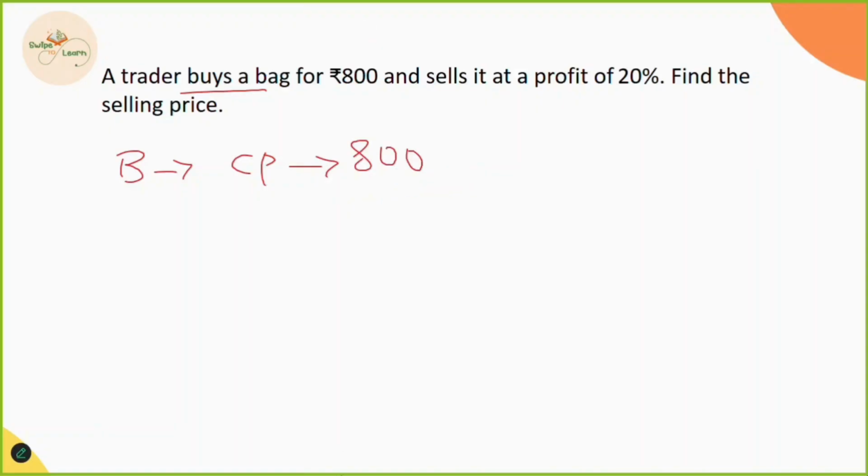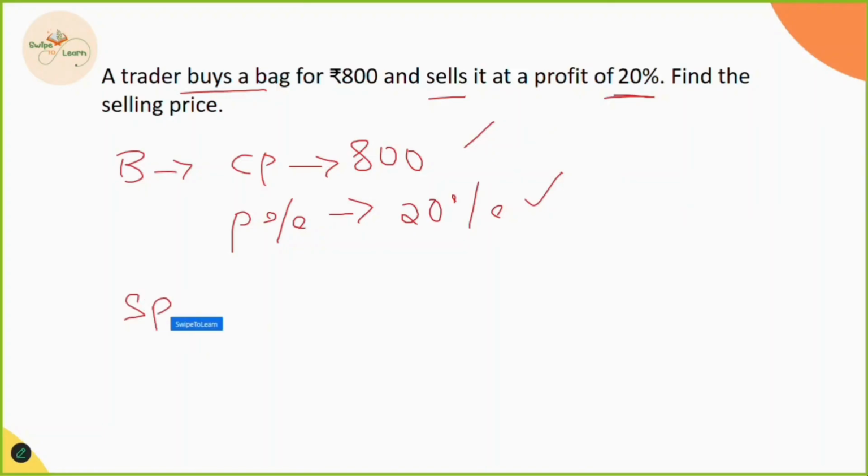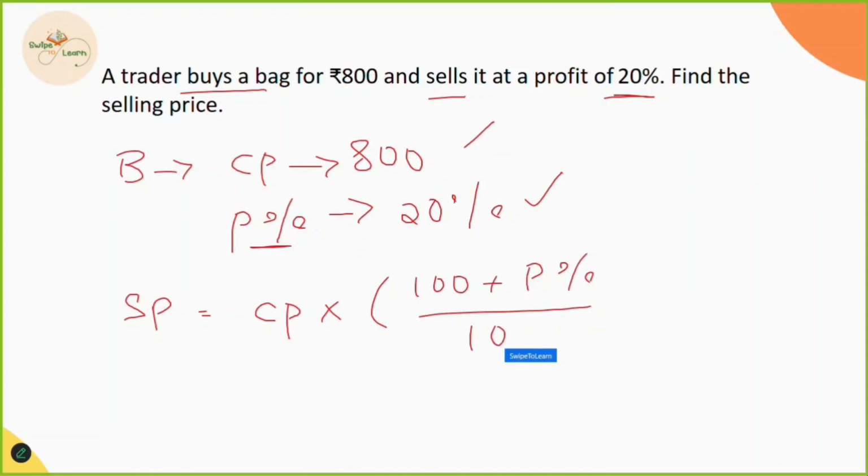And he sells it at a profit of 20%. That means the profit percentage is given, which is 20%. When the cost price and the profit percentage are given, it is very simple to calculate the selling price. Selling price is equal to cost price into (100 plus profit percent) divided by 100, because when the profit percentage is given, we have to add it to 100.